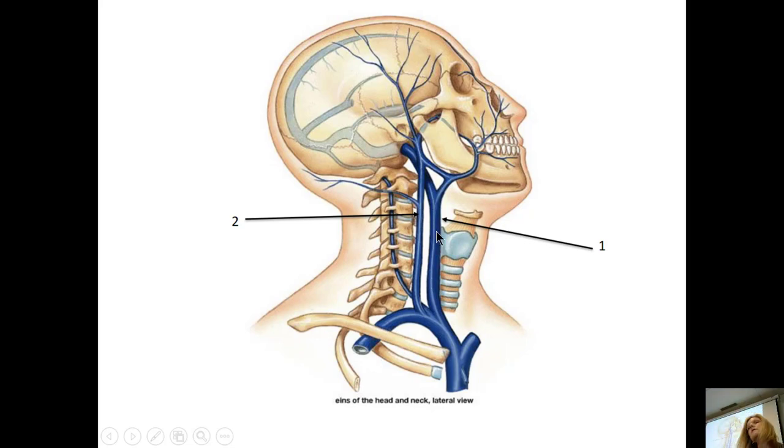Again, look at how large it is, because it's draining blood from the brain. So that's the larger one, shown number one here, and then number two is the external jugular vein, which drains the blood over the scalp and skull. So when we kill a deer, right? Don't you hang it upside down by its back legs, and you cut the neck and drain all the blood, right, from that animal through the large external jugular, internal jugular, sorry.